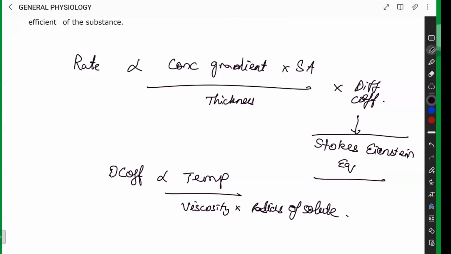Number five, viscosity means stickiness. When there is stickiness, that causes a reduction in the rate of diffusion. Similarly, when there is an increase in the radius of the solute, there is a decrease in the rate of diffusion. Clear? This is what your Fick's law says.